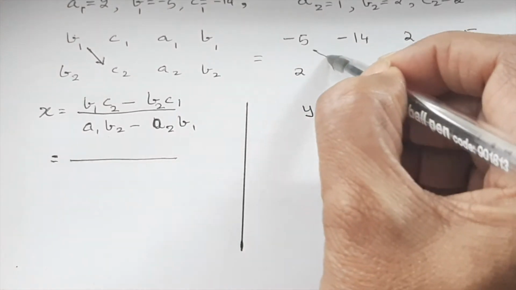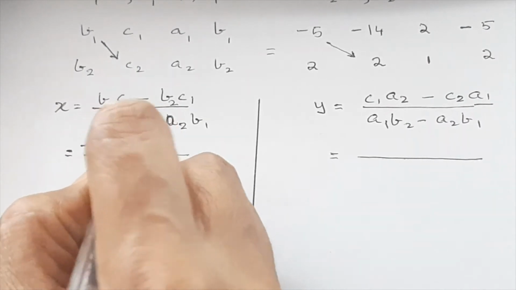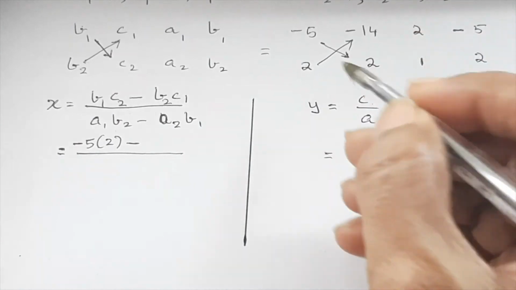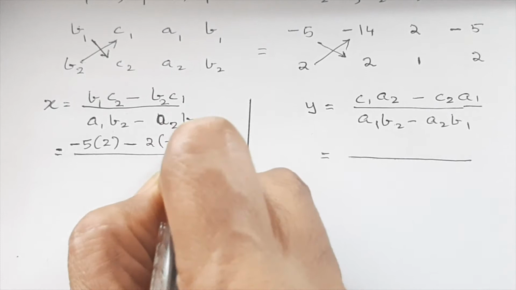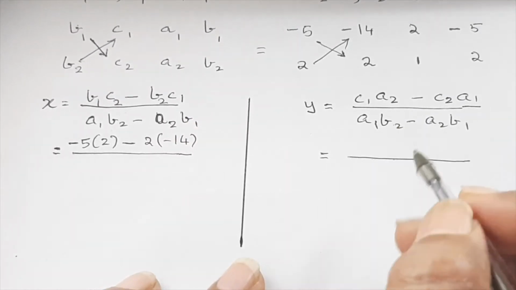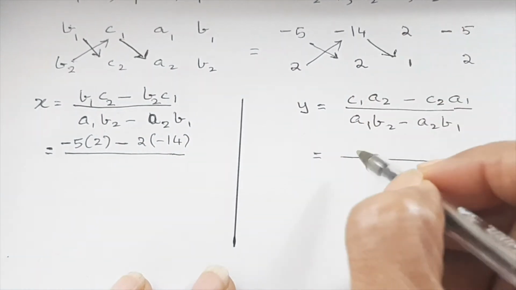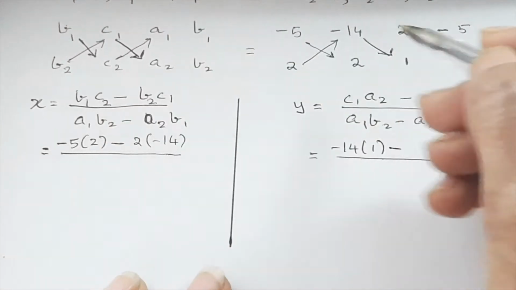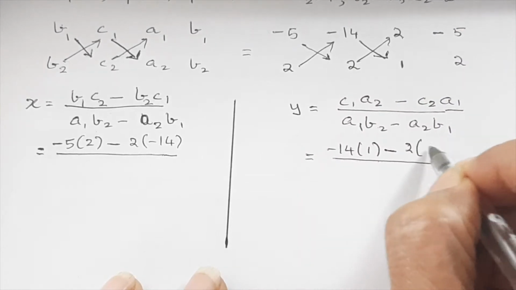Now to substitute B1 C2, we will do cross multiplication like this. So minus 5 into 2, minus B2 C1. So here also it will be B2 C1, so that will be 2 into minus 14. Then let us write the numerator for y. For this we will have C1 A2, so minus 14 into 1, minus C2 A1. So we will do C2 A1, so that will be 2 into 2.